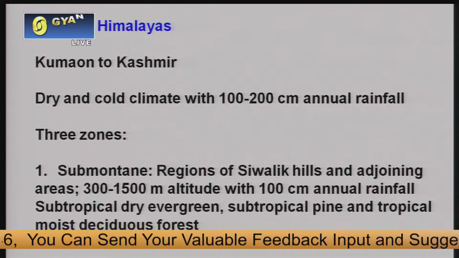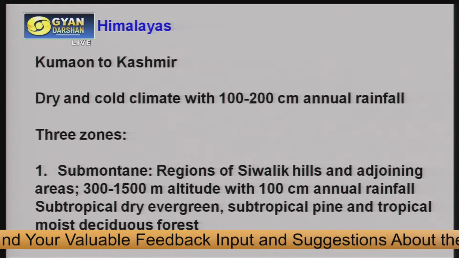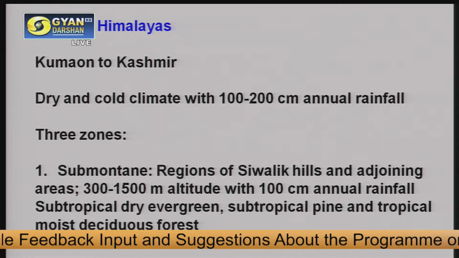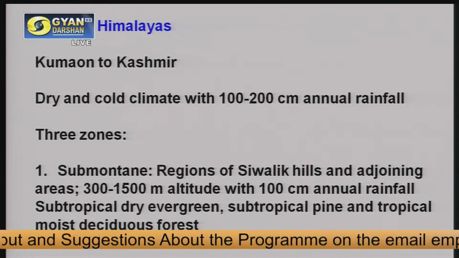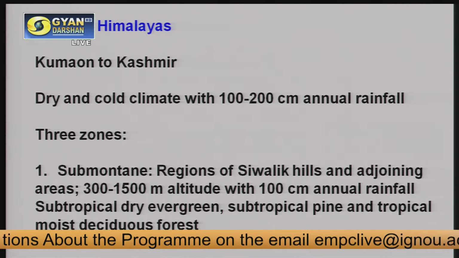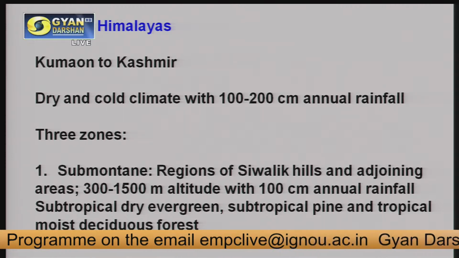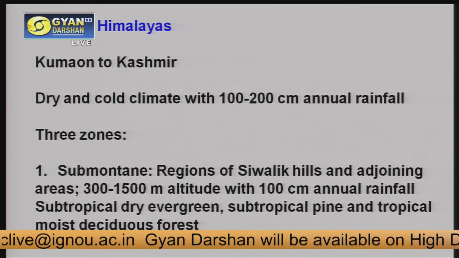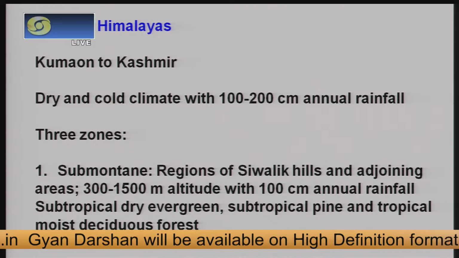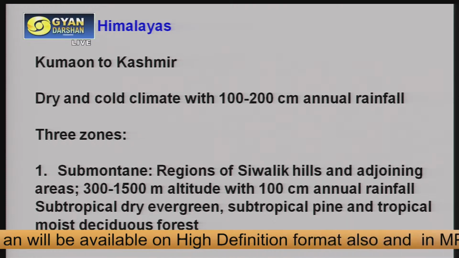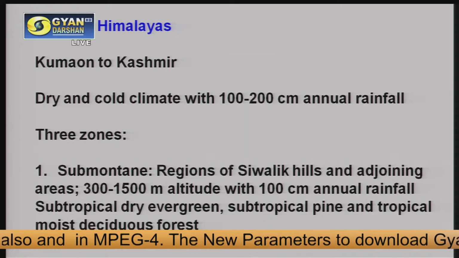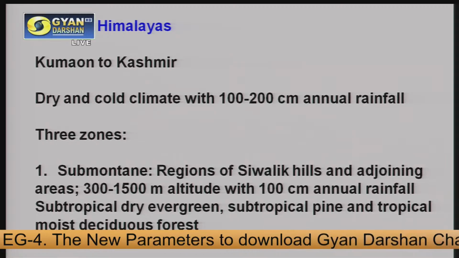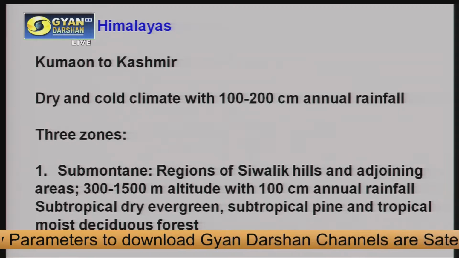So if we start with Western Himalayas, now it belongs to which region? Kumaun to Kashmir. The climate is dry, cold climate, 100 to 200 centimeter annual rainfall, and this can be divided into 3 zones. One is the sub-mountain region, that is the Shivalik Hills and adjoining areas, 300 to 1500 meter altitude with 100 centimeter annual rainfall, and it has certain unique kinds of vegetation, as you can see: dry evergreen, subtropical pine, and tropical moist deciduous forest.